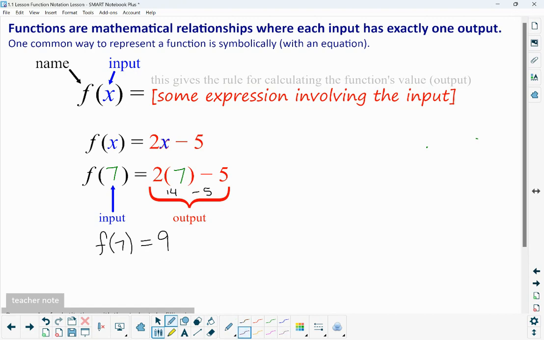Function names can be logical. For example, in calculus, we often have velocity functions, so we use the name v, and for most of our velocity equations, our independent variable, our input, is t for time. So we might have a function like v of t equals 7t minus 8 or something.